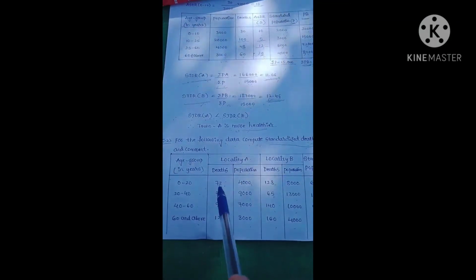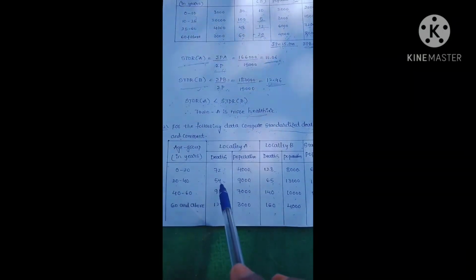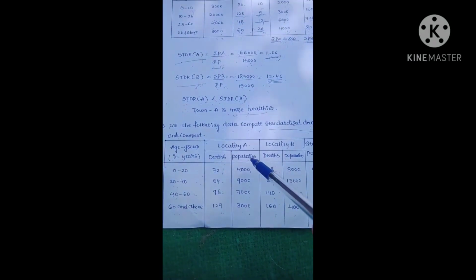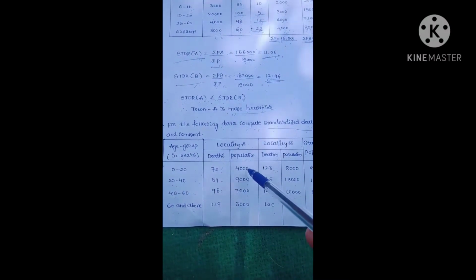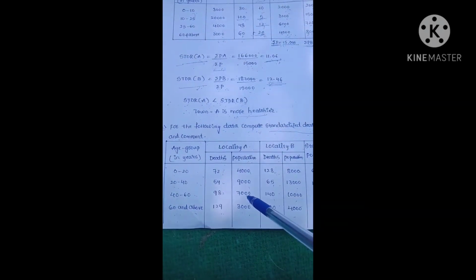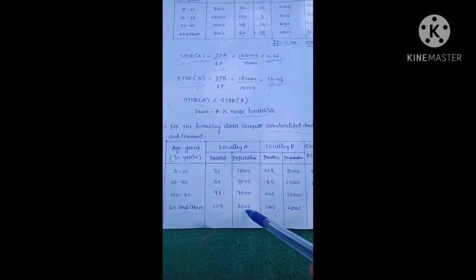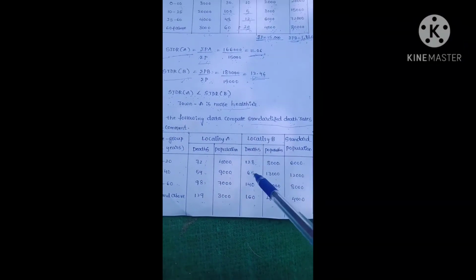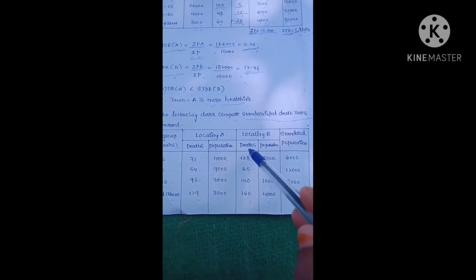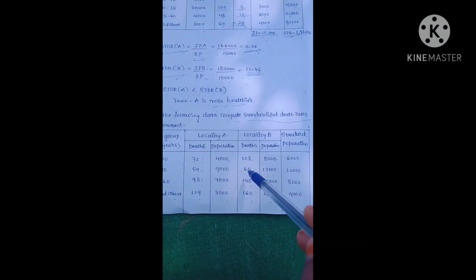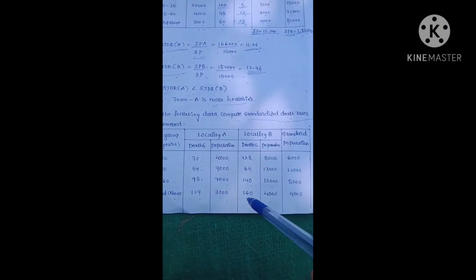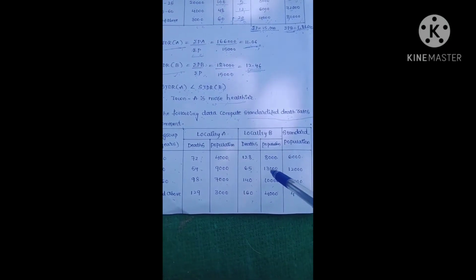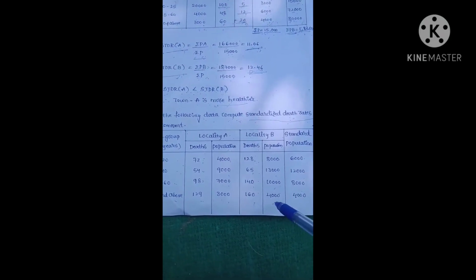Deaths values are 72, 54, 98, 129. Population values are 4,000, 9,000, 7,000, 3,000. These two are for locality A. Next, move on to locality B. Here also two columns are there. Deaths values: 128, 65, 140, 160. Next, population values: 8,000, 13,000, 10,000, 4,000.